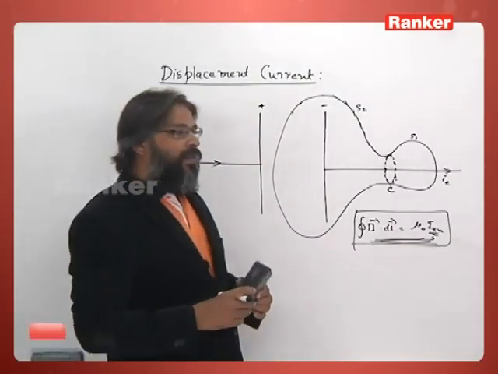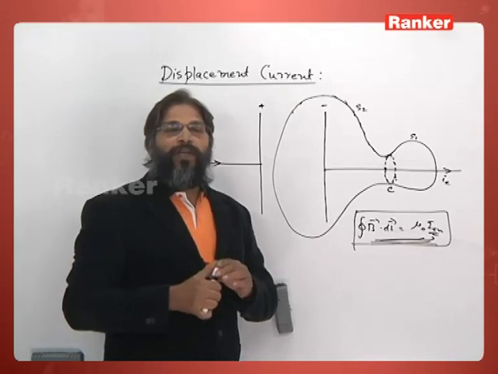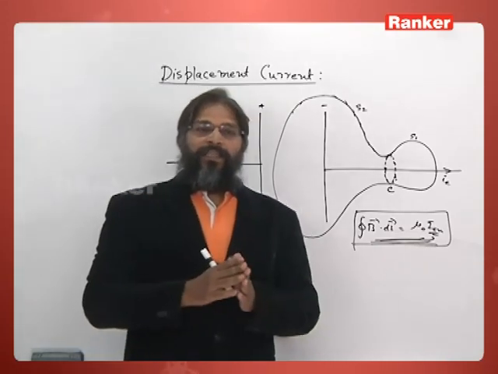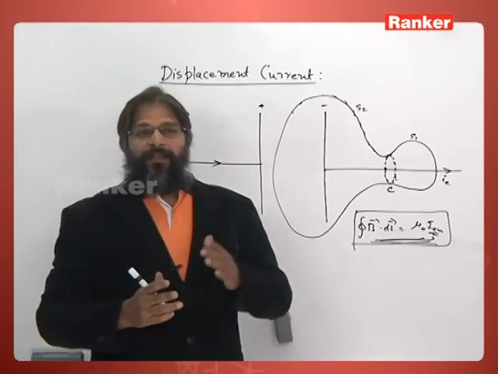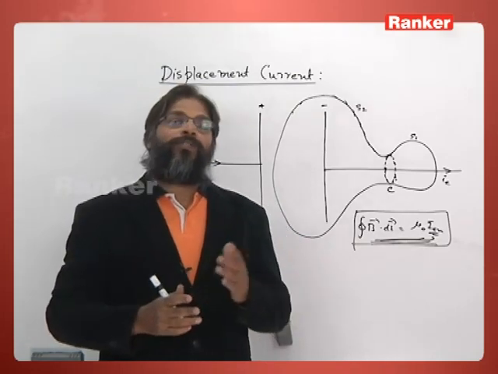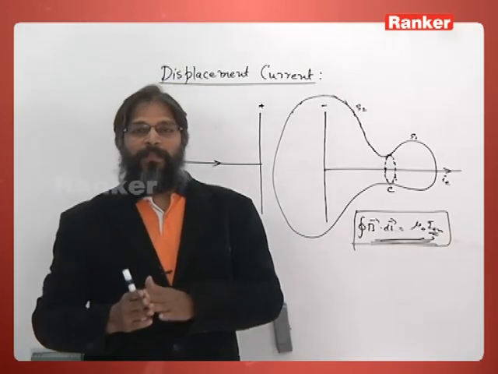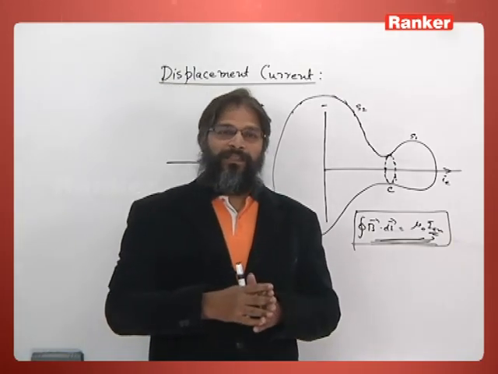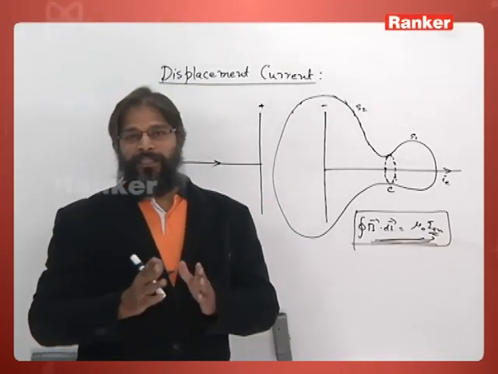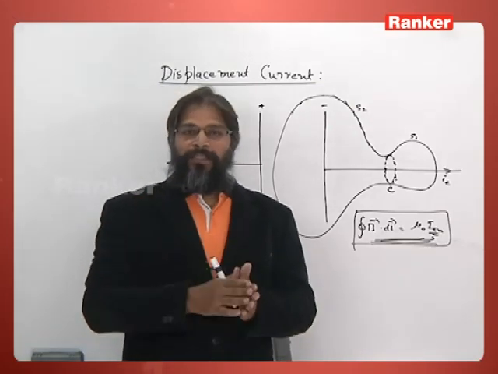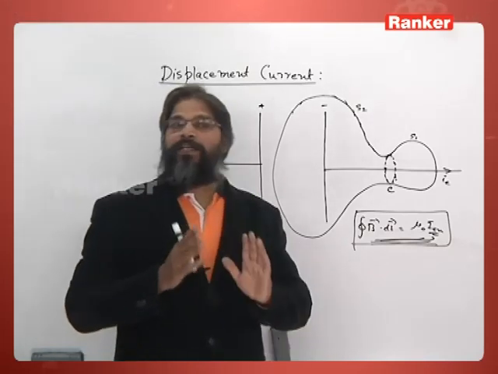Now Maxwell further thought that if, according to Faraday, electricity can be produced by a changing magnetic flux, then a magnetic field can also be created by electric flux. So electricity can produce magnetism and magnetism can produce electricity. So if this is possible, then there will be a complete symmetry in the system, and so electricity and magnetism will be the same, different sides of the same coin.